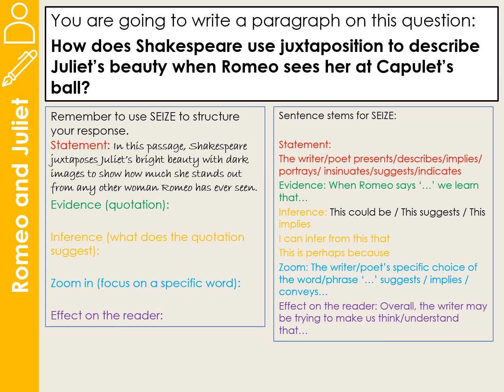And here you've got lots of sentence stems for your inference, which are things like this could be, or this suggests, or this implies, or I can infer from this that. And that's asking you to really think carefully about what you think the quotation is telling us. Again, we've got some zoom phrases here that you can use to introduce the word that you're going to zoom in on. And we've also got a stem here that will hopefully help you to write about the effect on the audience.